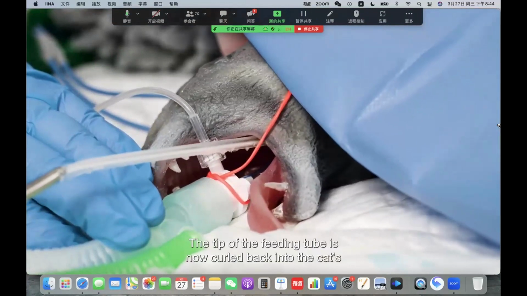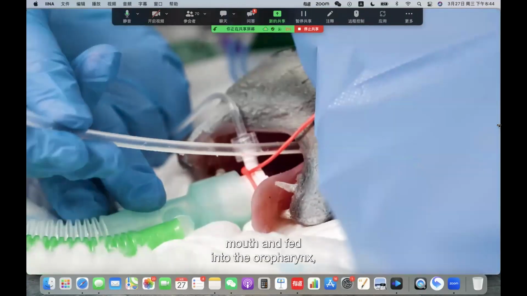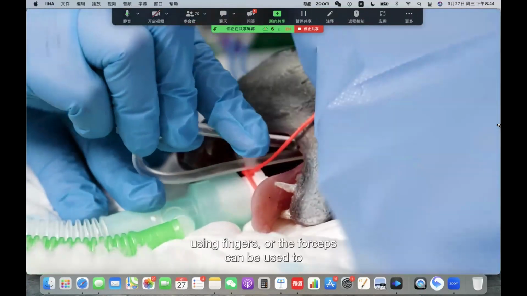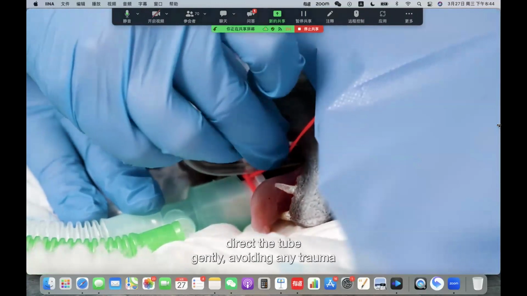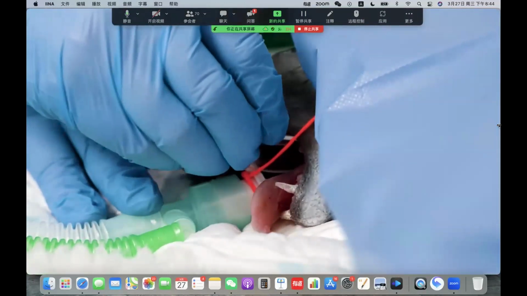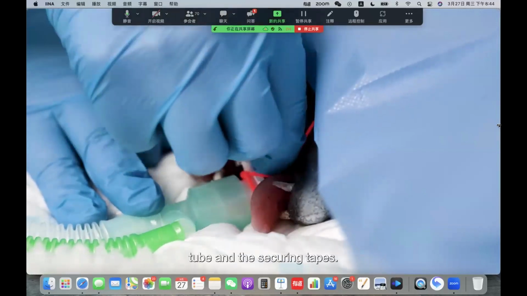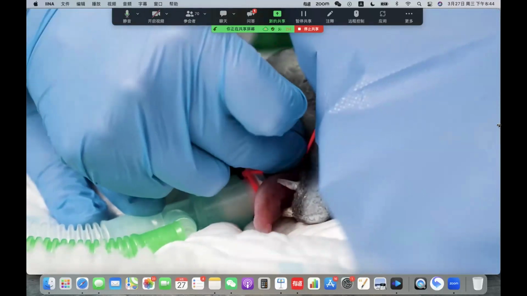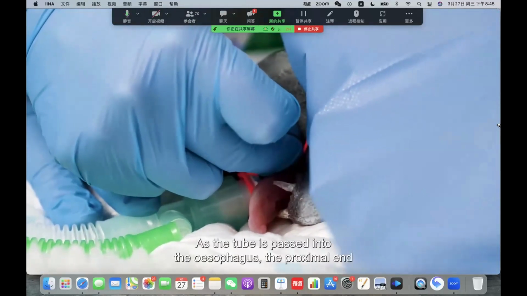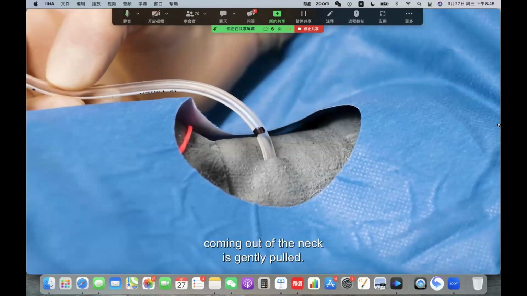The tip of the feeding tube is now curled back into the cat's mouth and fed into the oropharynx using fingers, or the forceps can be used to direct the tube gently, avoiding any trauma to the mouth. Take care to avoid the tube becoming tangled with the ET tube and the securing tapes. As the tube is passed into the esophagus, the proximal end coming out of the neck is gently pulled.